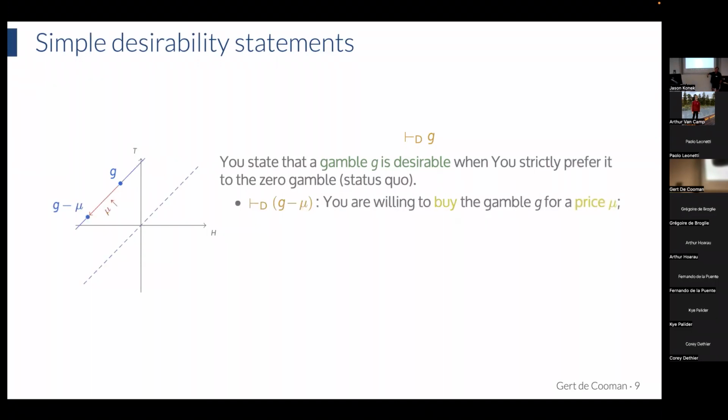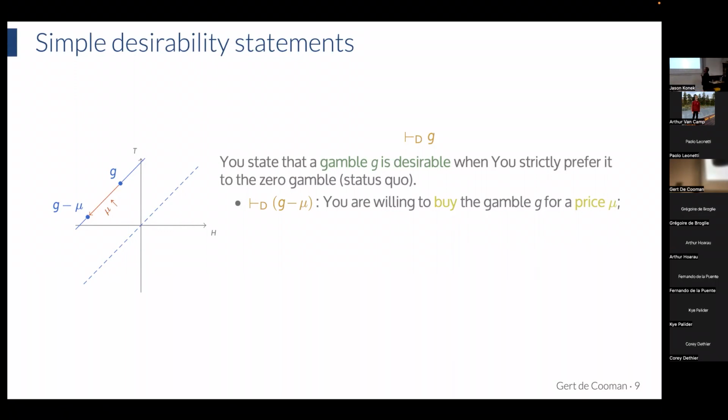Okay, let's look at a number of simple assessments. I'm going to look at the gamble G minus mu, where mu is a real number. This is something that I already talked about in the previous presentation. Graphically speaking, mu is the constant gamble. So all the constant gambles are on this line, the blue dotted line. They give the same value, whatever the outcome. So that's the idea.